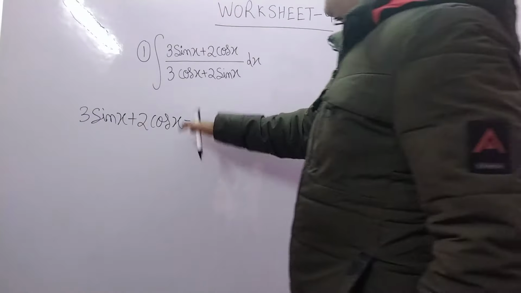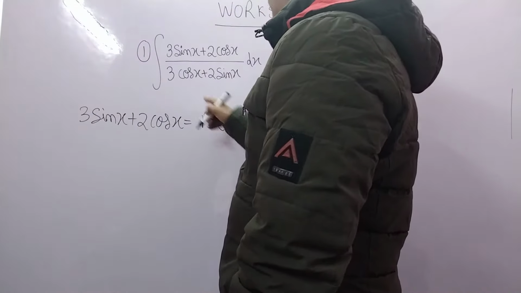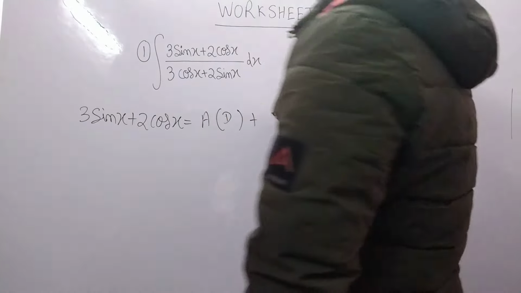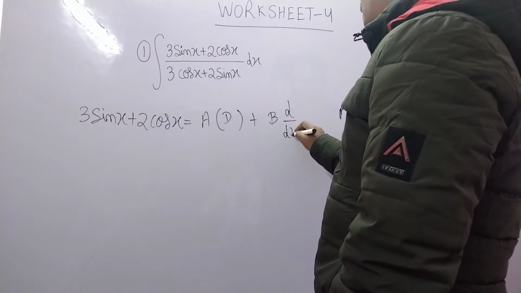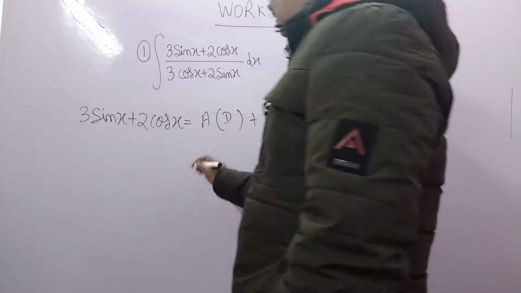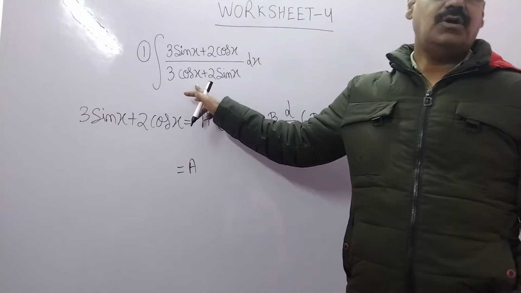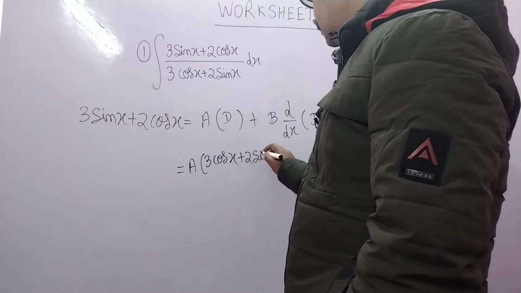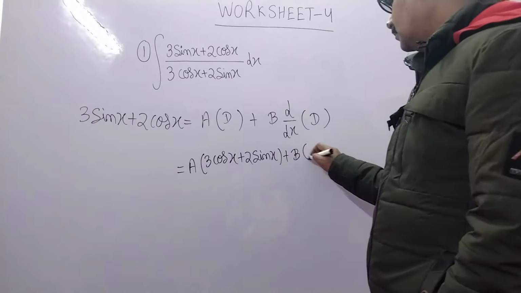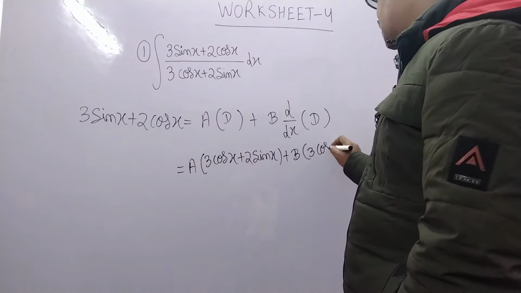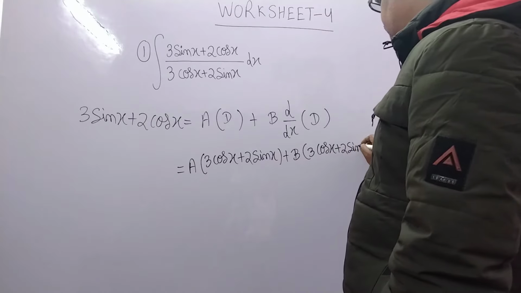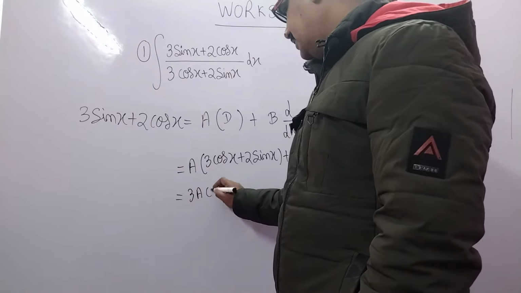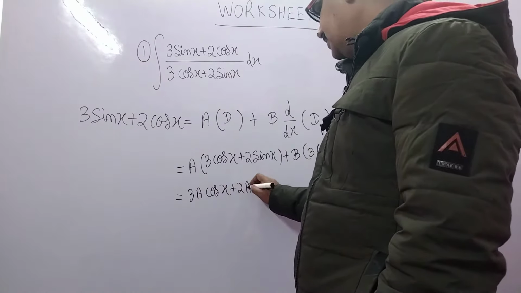For doing this, we change the numerator in the form a multiplied by denominator plus b multiplied by differentiation of denominator. Denominator is 3 cos x plus 2 sin x. Put it here. Denominator is 3 cos x plus 2 sin x multiplied by a, which gives 3a cos x plus 2a sin x.